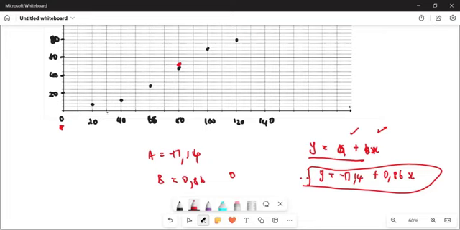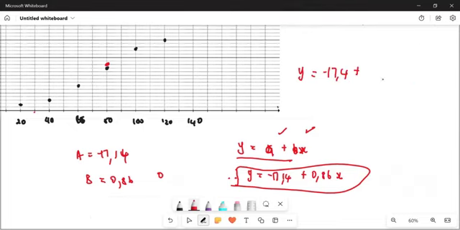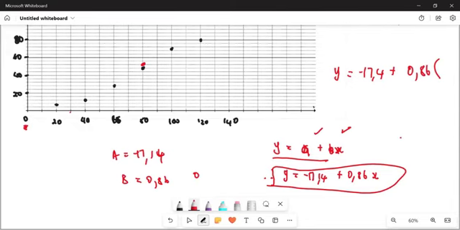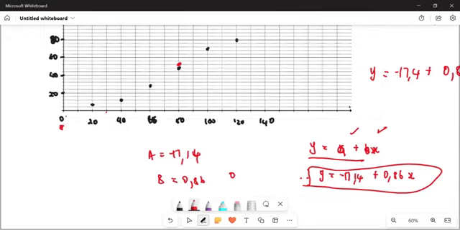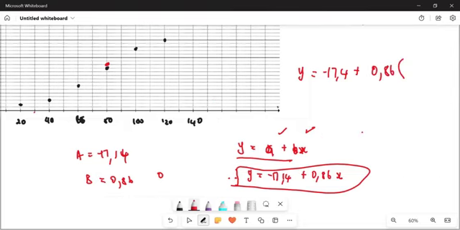Or if I don't use that one, I can use 13. How do I get that one? This is what I'm going to do. I'm going to say Y is equal to minus 17.14 plus 0.86 multiplied by any other value. Usually the one that we use is this one, the x value here, not the y-axis. When we get to an example like that one, I will show you. In this case, let's use 30.